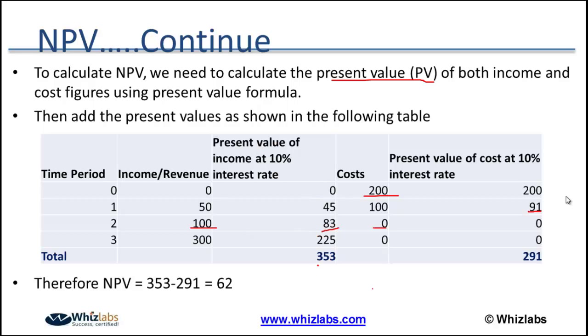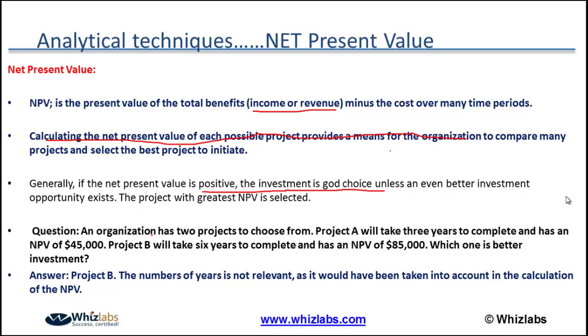So my present value is 353 of revenue, and my present value of cost at 10% is 291. Therefore, my net present value is 353 minus 291, which is 62. So that's why, in the previous slide, even if you don't have to calculate any value, if the highest net present value is 85,000, irrespective of any number, you don't have to do that calculation. So if the net present value is highest, in this case, the project A net present value was 45,000 and project B net present value was 85,000. So you will choose project B.